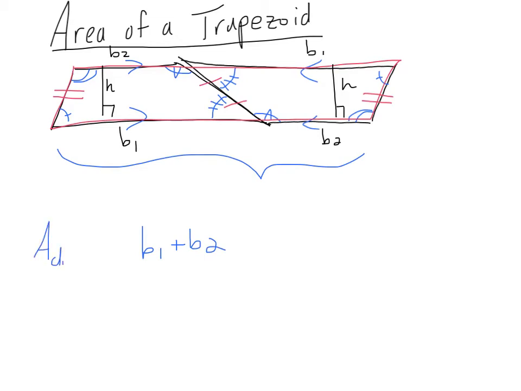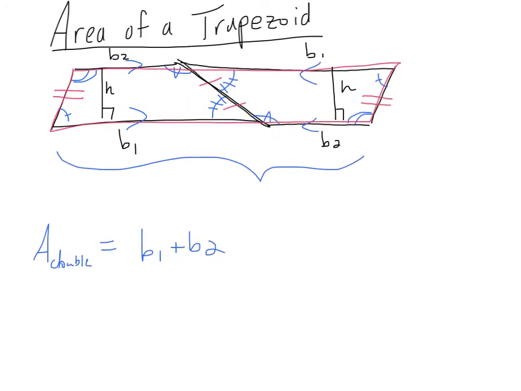And I'm going to call this A double, because this is for the area of this double trapezoid. Remember, we took our trapezoid and we duplicated it. And remember that the area of a parallelogram is base times height. The height we drew in, the altitude, there was our height. So now that's the area of our double trapezoid.